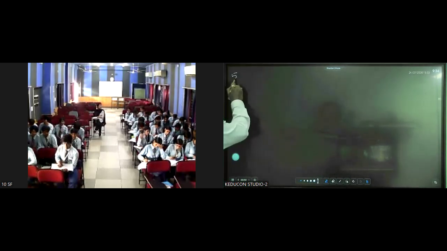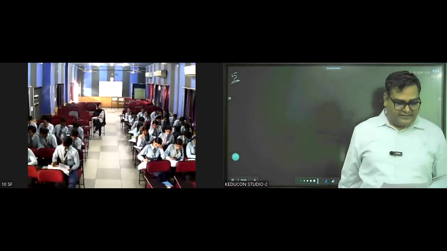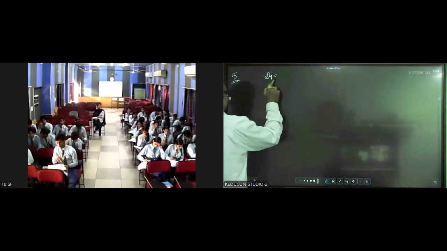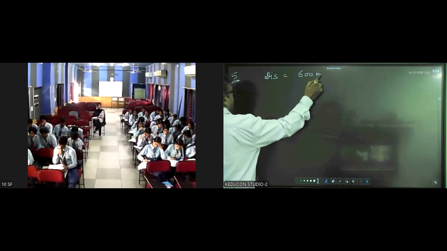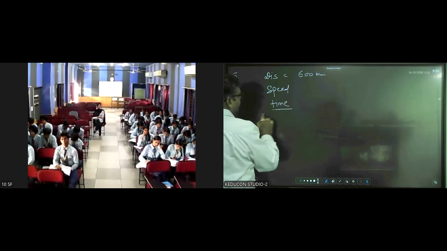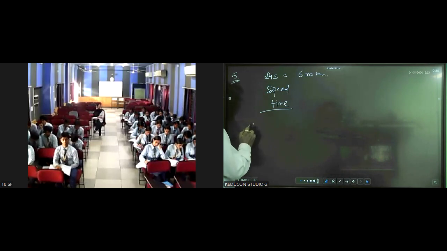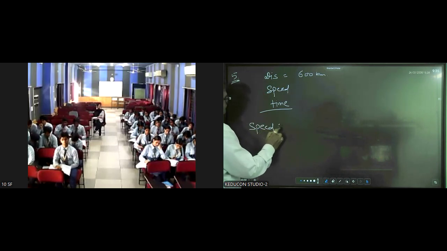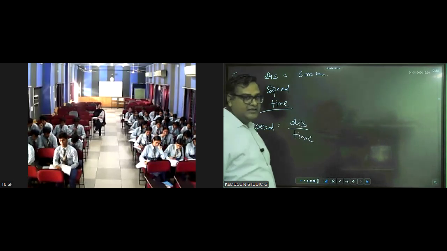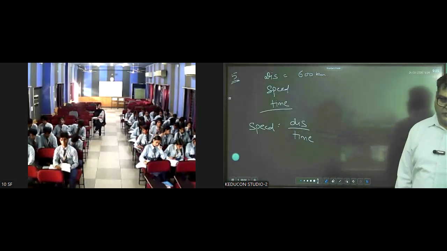Now in this question, what we can see, in a flight of 600 kilometers, we have distance. What is the distance? 600 kilometers. We have been given speed also and time also. So we have the relation between speed, distance and time. What is the relation, children? Speed is equal to distance upon time. You have been doing this formula since 5th class, beta. You have done it in physics also. Speed is equal to distance upon time.